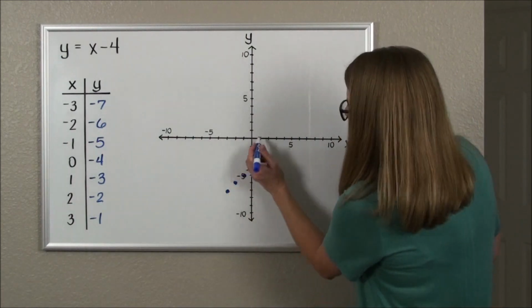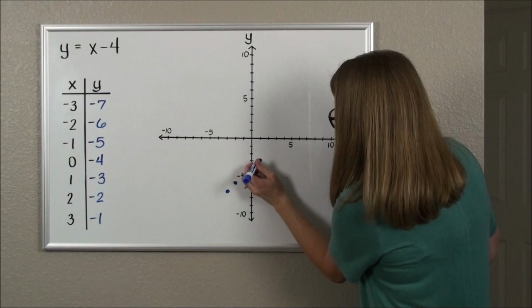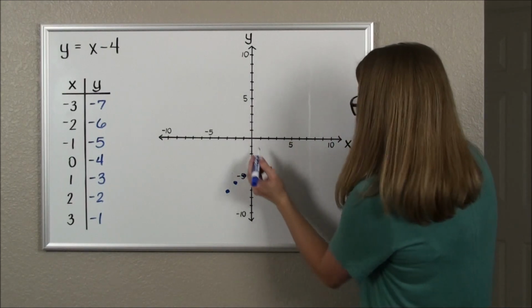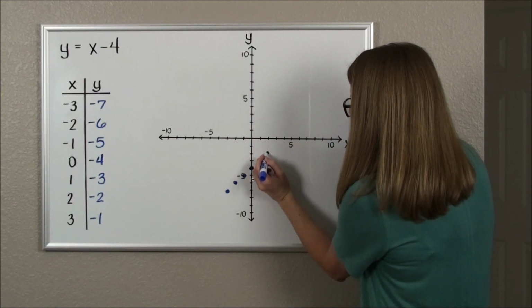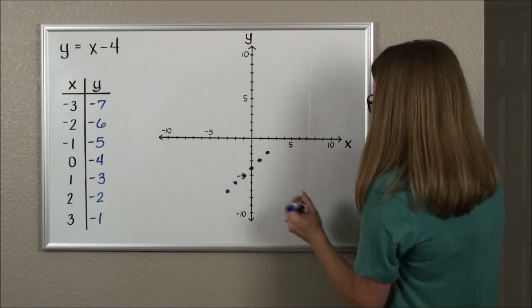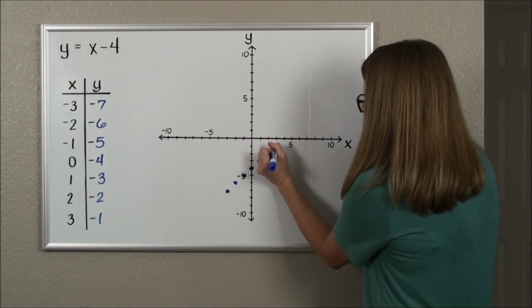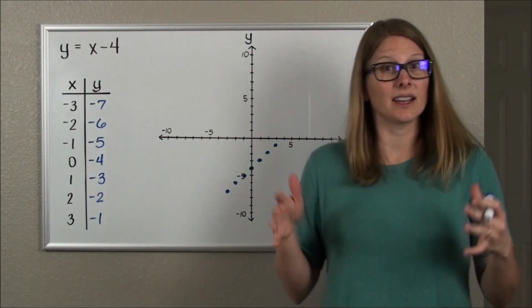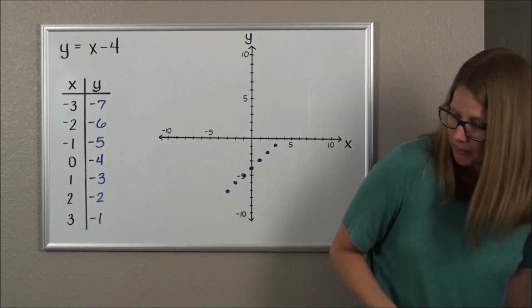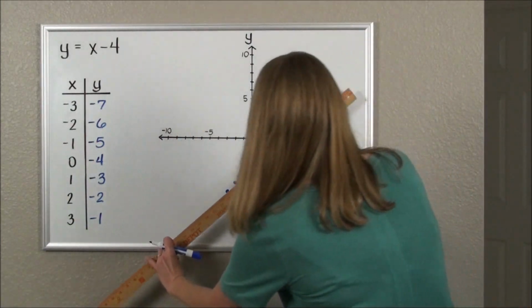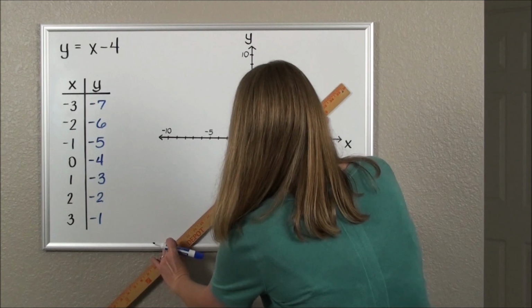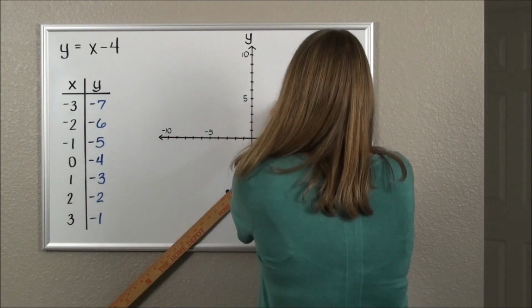1 comma -3 will go right 1, down 3. 2 comma -2 goes right 2, down 2. And then 3 comma -1 will be right 3, down 1. They all look like they're lining up, which is good. I'm going to go ahead and grab a straight edge here, and I will connect those dots with a straight edge.